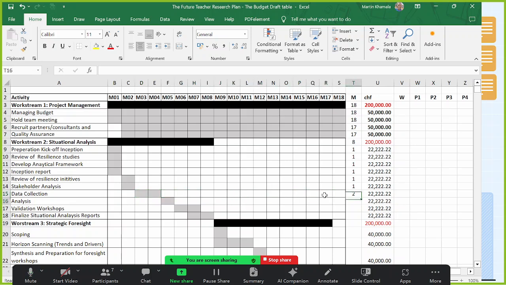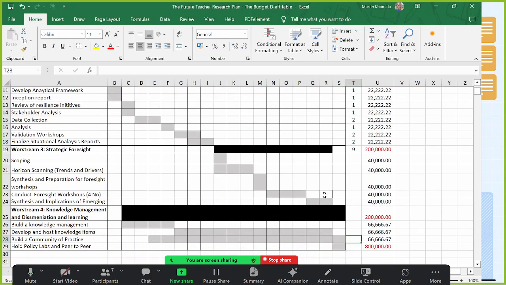It's okay. This is a short time project. Then here two validation workshops. Then we have finalized situation reports, 2 months. Then we have here work stream strategic foresight. This total is coming to 9 months. Scoping is 1 month.